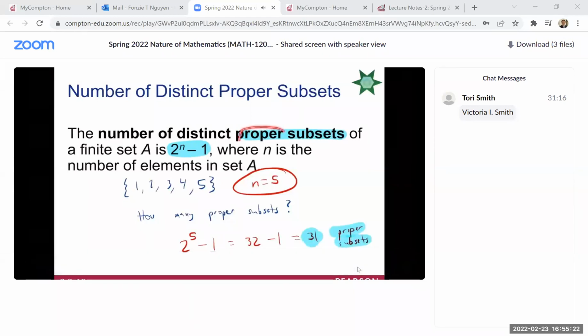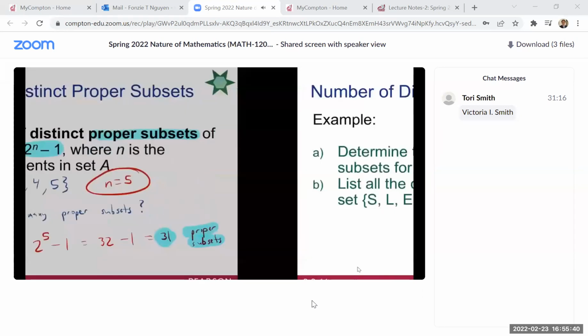So you just have to be careful if they say proper or if they don't say proper. If they didn't say proper, what would the answer have been? 32. Yeah, it just would have been 2 to the 5th, which is 32. Very good. All right, so that's how you figure out the number of subsets or proper subsets.